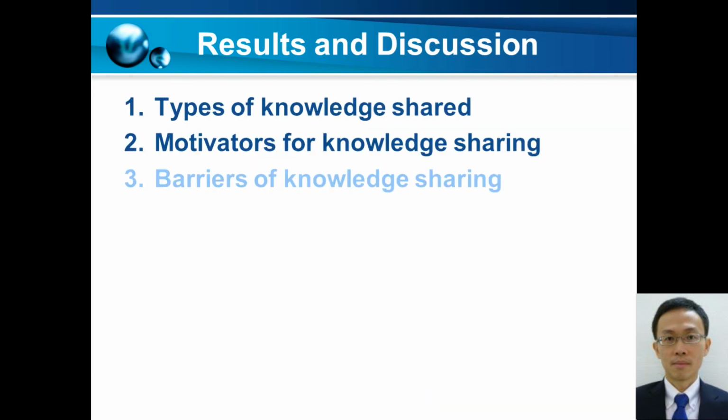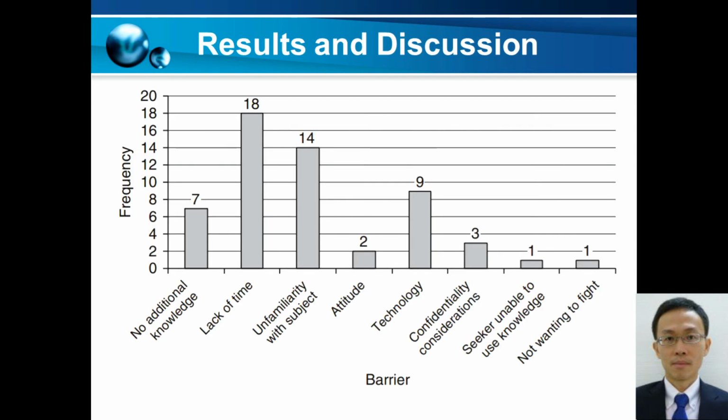I will talk about the barriers of knowledge sharing now. What kind of barriers stop people from sharing knowledge in an online community? My qualitative case study research found the following barriers. The most frequent barrier is lack of time. People do not have enough time to share knowledge because most of them are working full-time and they hardly have any time out of their full-time job to go to the website, to go to the online community to share knowledge. The second most frequent barrier of sharing knowledge is unfamiliarity with subject. They do not have the knowledge about a subject.